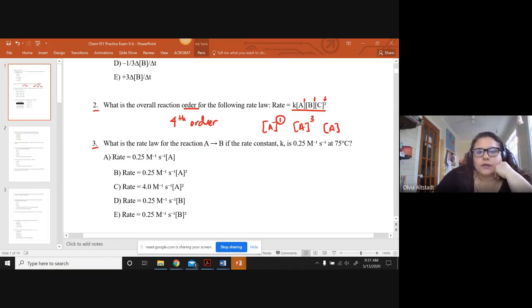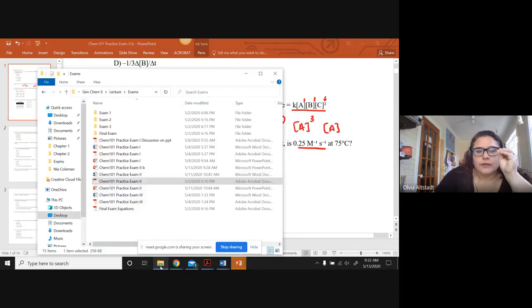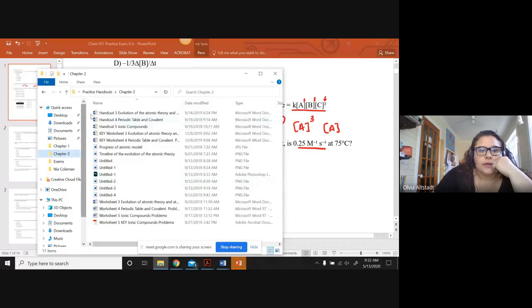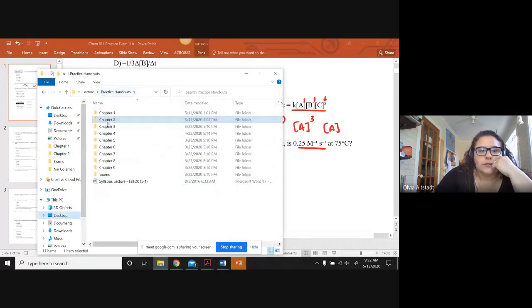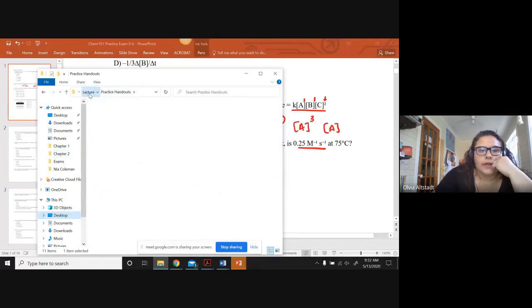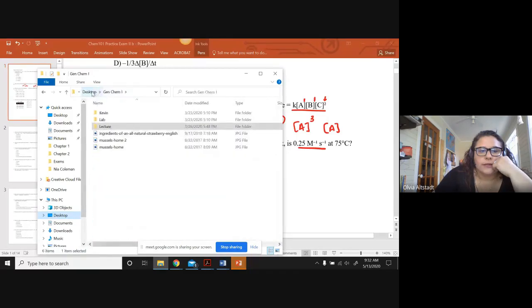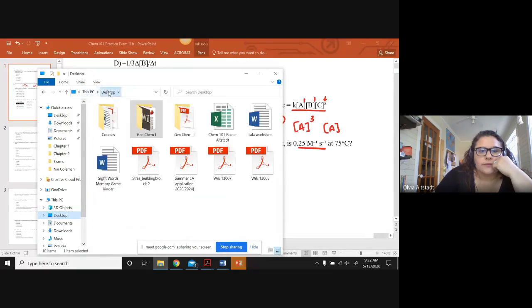What is the rate law for the reaction A to B if the rate constant is this at 75 degrees Celsius? So this is one of those things where in the last lecture I mentioned how you want to make sure... I'm going to open the file here. Let me see if I can find it. I've been prepping for Gen Chem 1. Sorry, that's why you have all this other stuff.